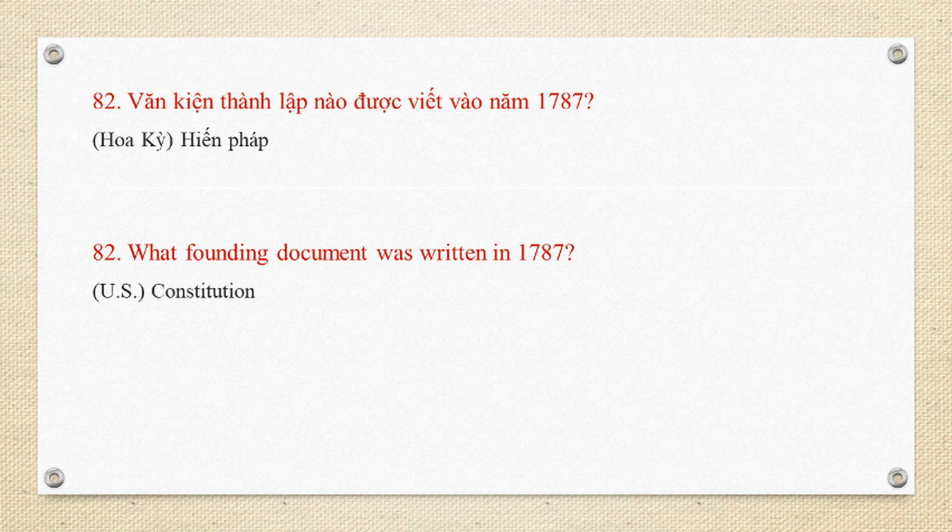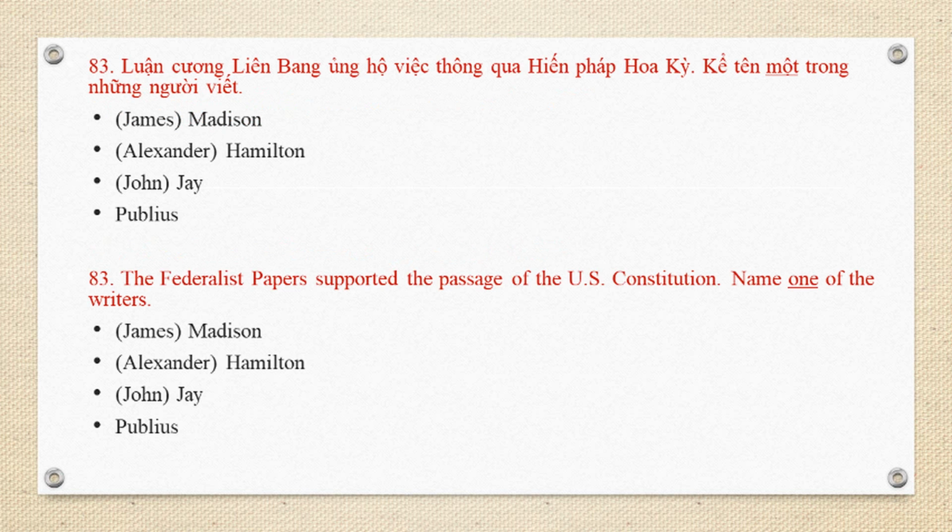82. What founding document was written in 1787? U.S. Constitution. 83. The Federalist Papers supported the passage of the U.S. Constitution. Name one of the writers. James Madison, Alexander Hamilton, John Jay, Publius.